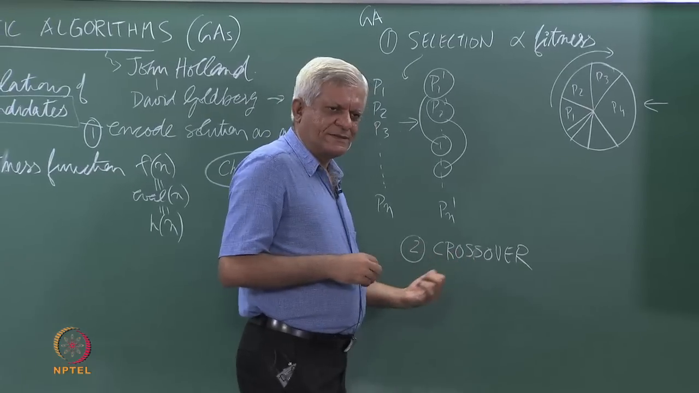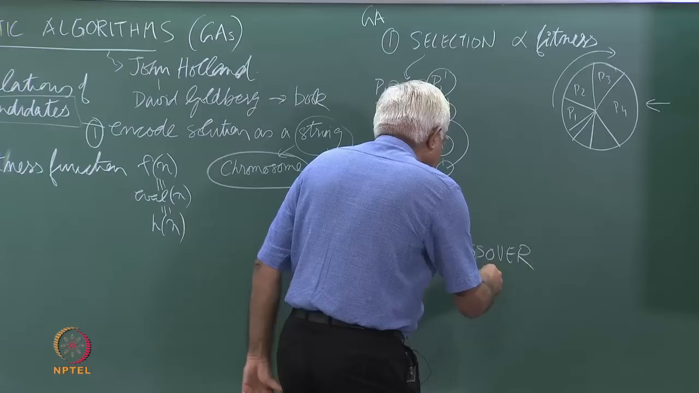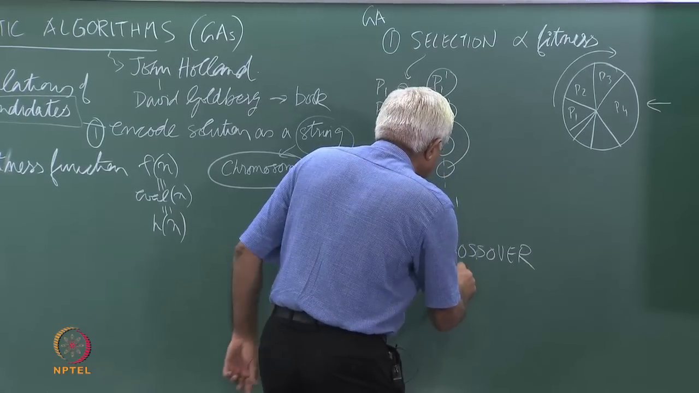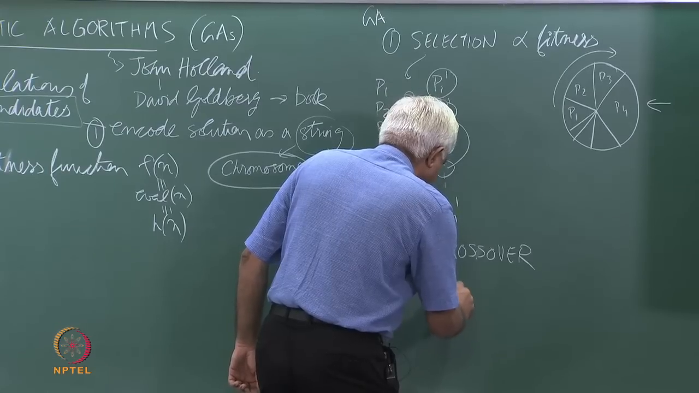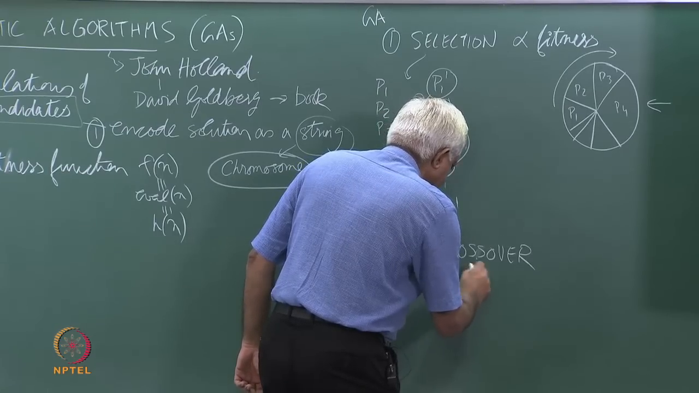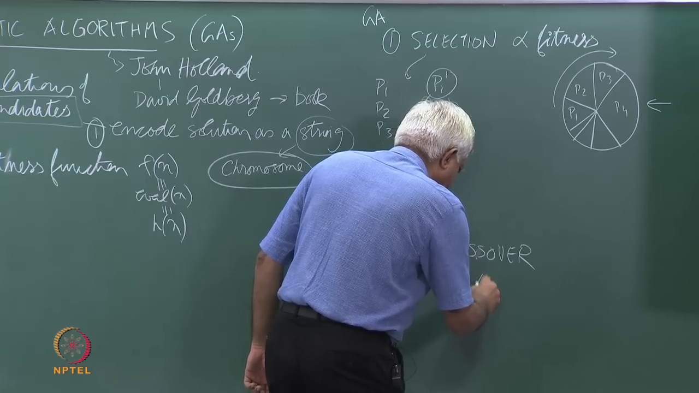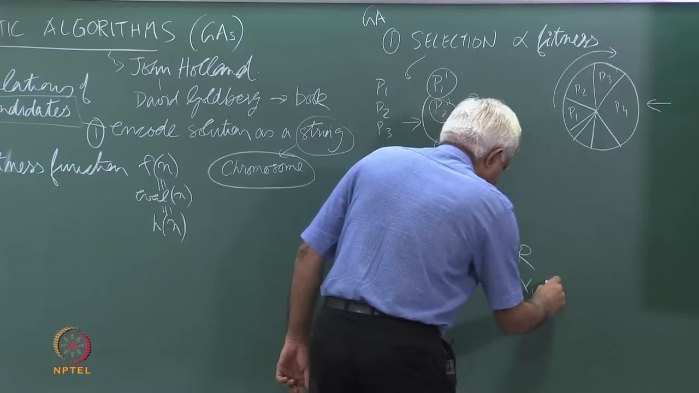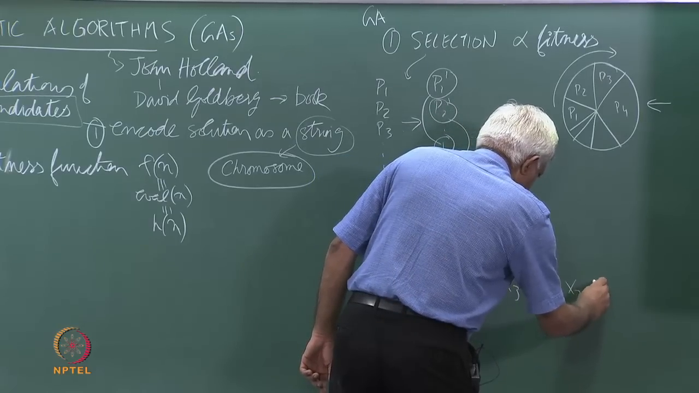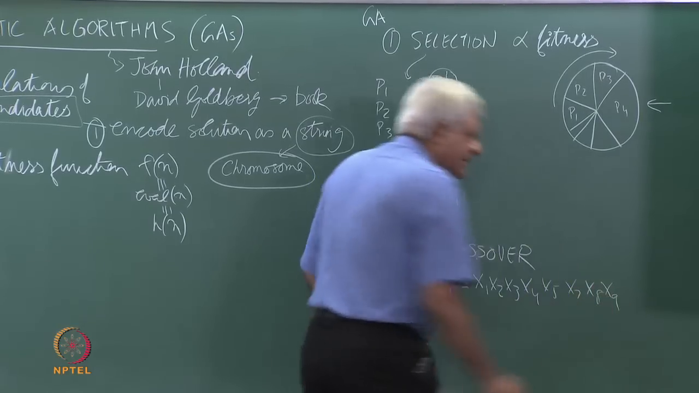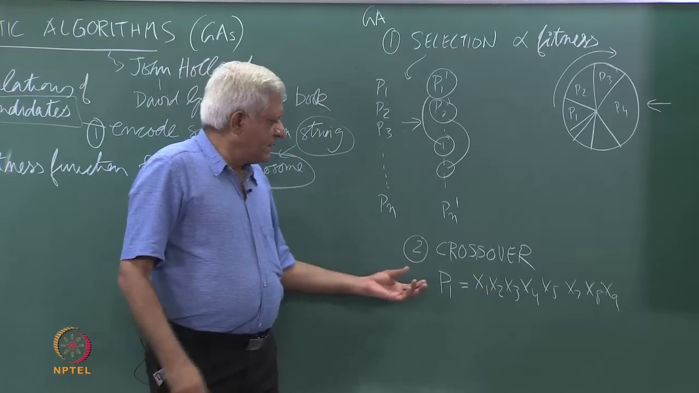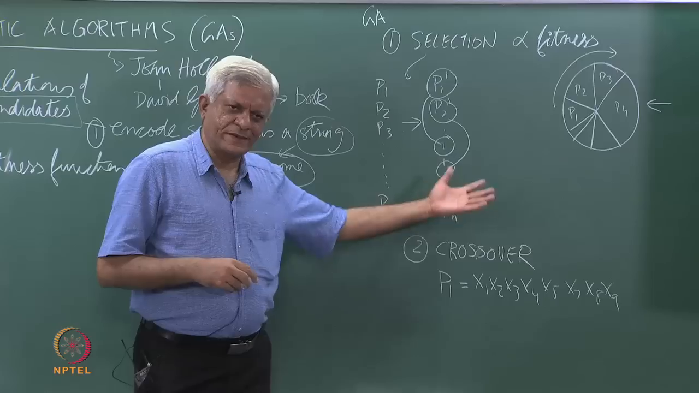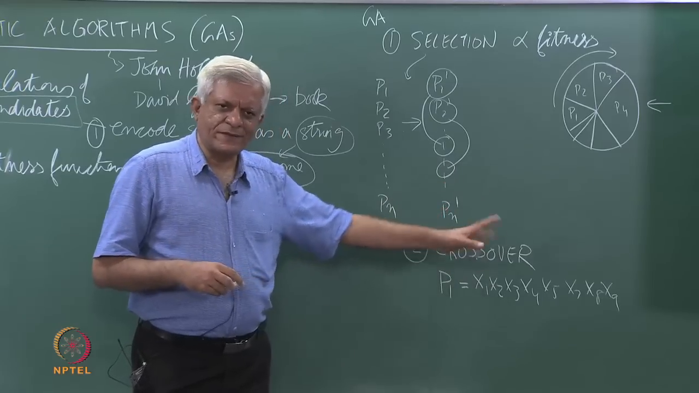So, the idea is something like this. For example, let us say P1 is made up of genes which we will call X. Let us say that there are 9 components to this. For example, if it is a SAT problem with 9 variables, then there would be 9 bits. So, we are just calling them x1 to x9.